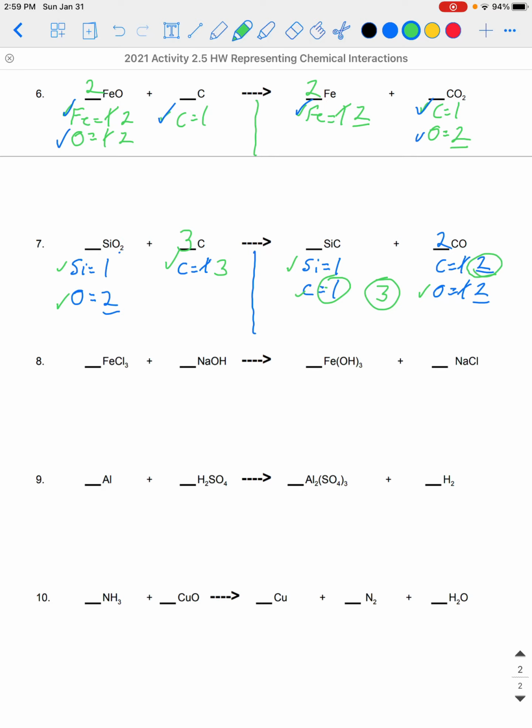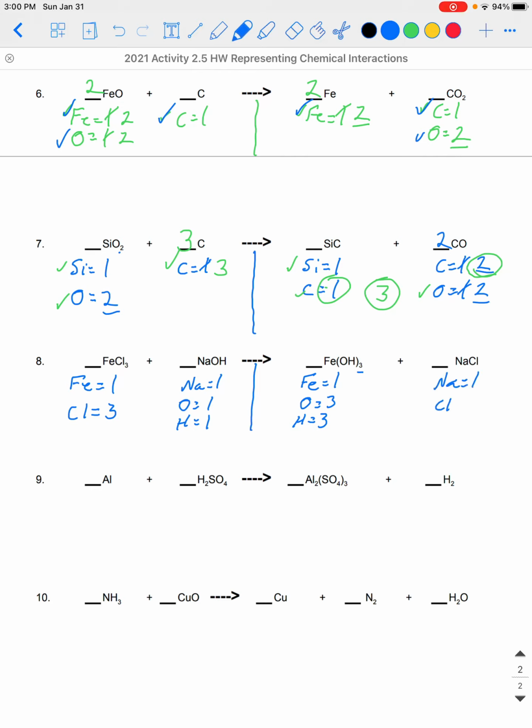Number 8. This one tends to trip up a lot of people. Let's see if it fools me today. Iron equals 1. Chlorine equals 3. Sodium equals 1. Oxygen 1. Hydrogen 1. On the other side of our equation, we have Fe is 1. Remember, we have to multiply our subscript times the number of oxygens we have here. So oxygen we have 3 and hydrogen we have 3.